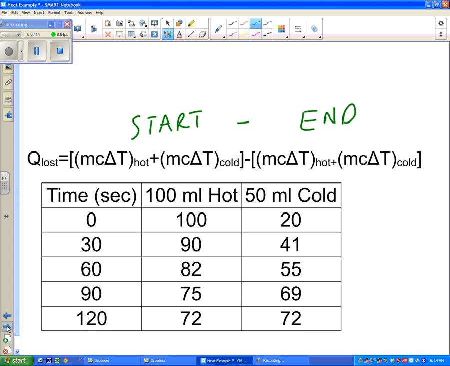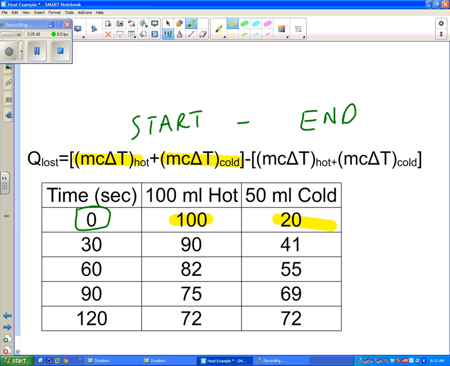It's kind of like if you're going on a diet and you want to say, this is how much weight I lost. You would say, this is how much weight I had at the beginning, this is how much weight I have at the end, and you subtract them to find out what your weight loss was. So we're going to do the same thing. At the beginning, at time 0, we have 2 heats. We have the heat from the hot water and a heat associated with the cold water. So that's why we have both these terms. At the beginning, we have a hot and a cold.